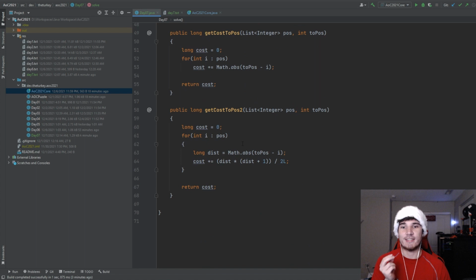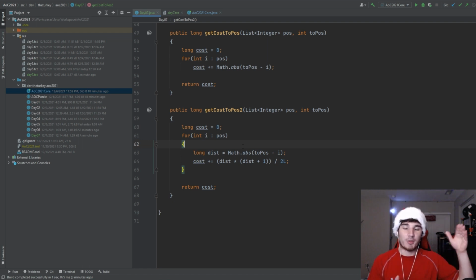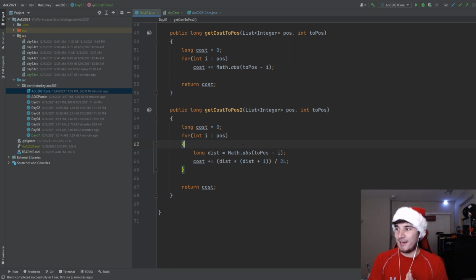The only difference is that calculating the cost from position A to position B isn't straightforward, in that one position costs 1, but two positions cost 3, because it's 2 for the second one, 3 for the third one, so it keeps going up and up and up. There is a math formula for that. This pops up randomly, whenever someone asks you, add up the numbers from 1 to 100. Well, there's a very easy solution to that, and it's just this little formula here.